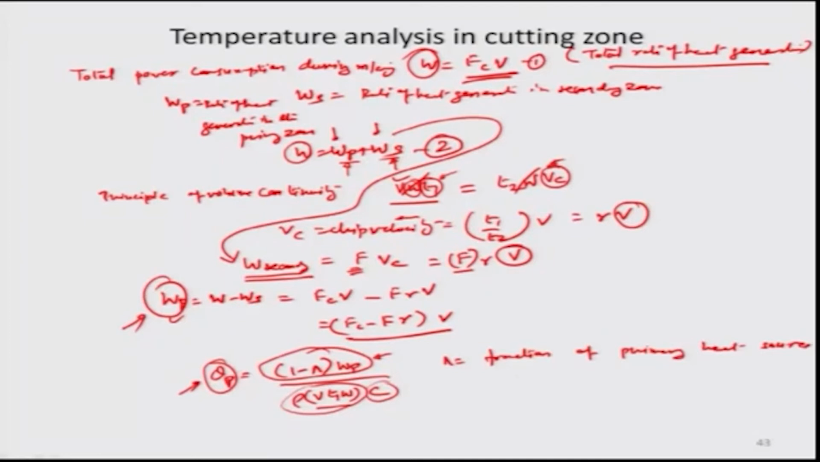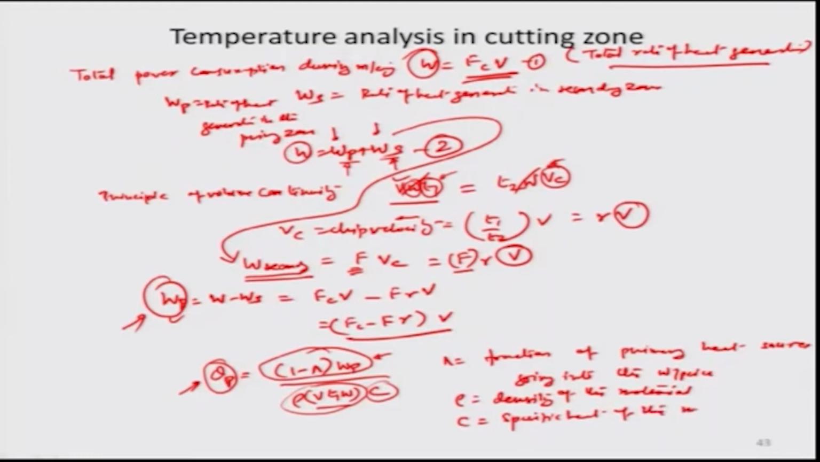source going into the workpiece, rho is the density of the material, C is the specific heat of the material, and T1W is basically the uncut chip area, which is a product of the width of the cutting zone times the uncut chip thickness.